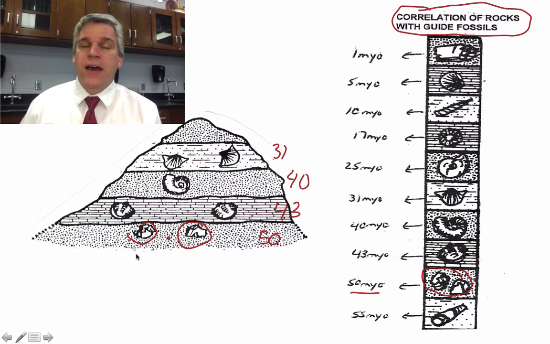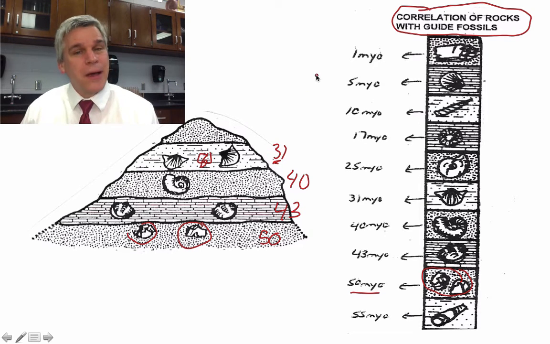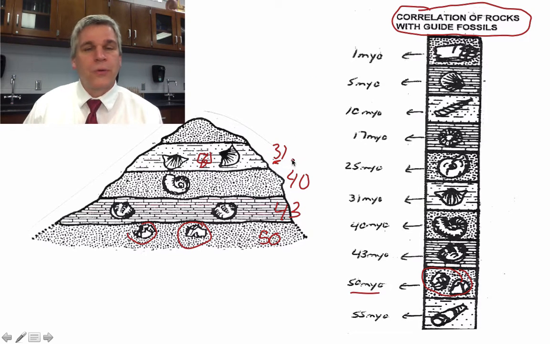Now these are the guide fossils that are shown, but let's say that there was another fossil here of some creature. If it's found in this rock layer, we could estimate its age to be about 31 million years old, or at least somewhere between 30 and 40 million years old. So it's fairly simple to use these guide fossils.